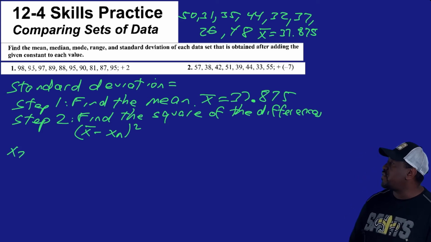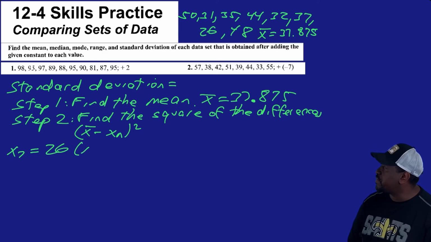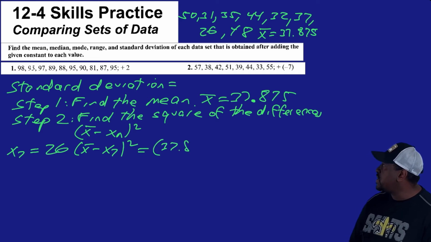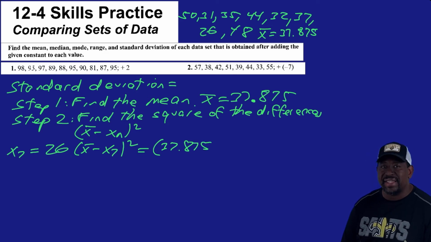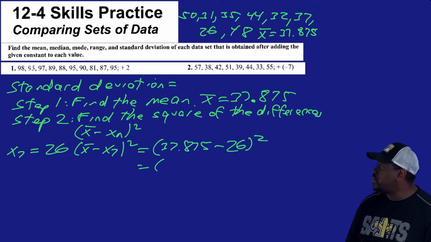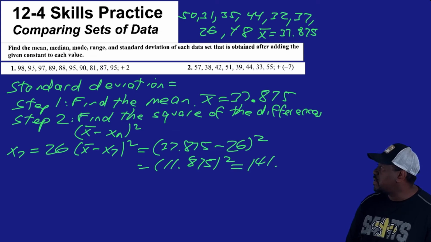So now we have our 7th data point, which is 26. And we're going to have basically the mean of 37.875 minus 26 squared. And what does that equal? Use your calculators. That equals 11.875 squared. And that's going to give us a value of 141.02.